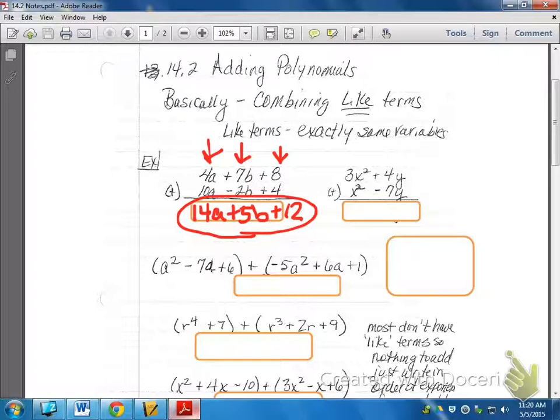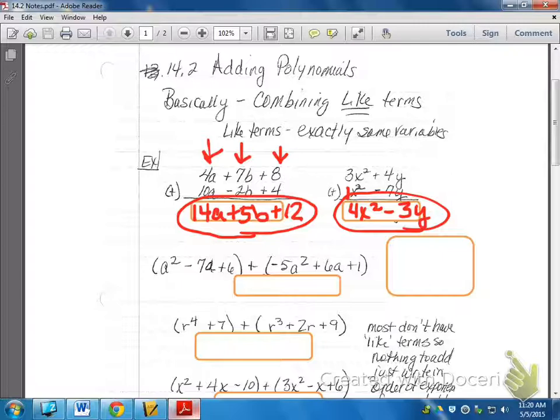So 3x squared plus 4y, and we're adding x squared minus 7y. Well, when we're adding this, the bottom one, if there's no number in front of the variable, that is considered a 1. So 3x squared plus x squared would be 4x squared. And 4y and negative 7y, well, if I've got 4 but I got to go back 7, it'd be negative 3y. And that would be my final answer. So when they are lined up vertically, way better.